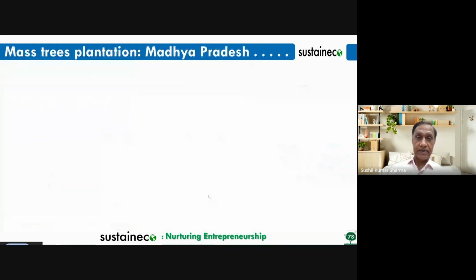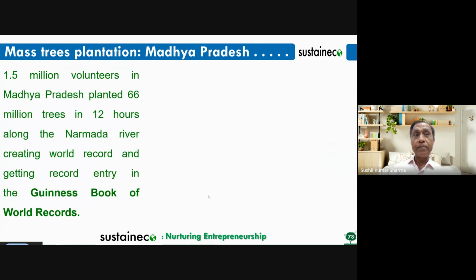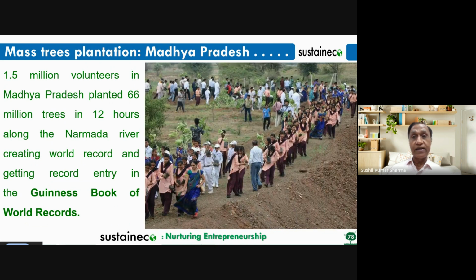Another great example: a mass tree plantation drive was undertaken by the Government of Madhya Pradesh. 1.5 million volunteers, that is 15 lakh school students and nearby communities in Madhya Pradesh, were mobilized along both banks of the river Narmada. They planted 66 million trees, that is 6.6 crores, in 12 hours, meaning in a day, and created a world record, recorded in the Guinness Book of World Records. So again, if there is a will, there is a way out, and this is mass tree plantation happening.